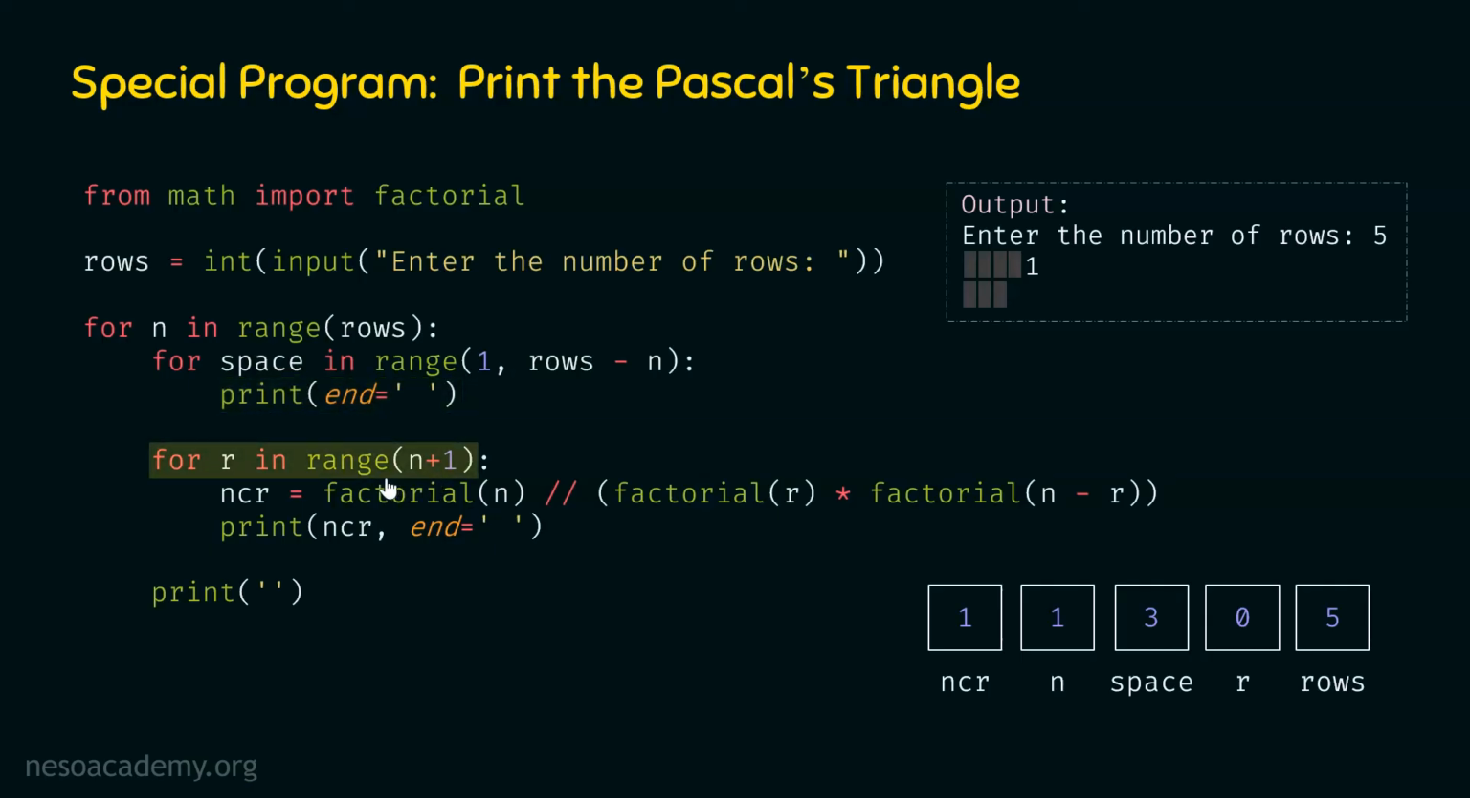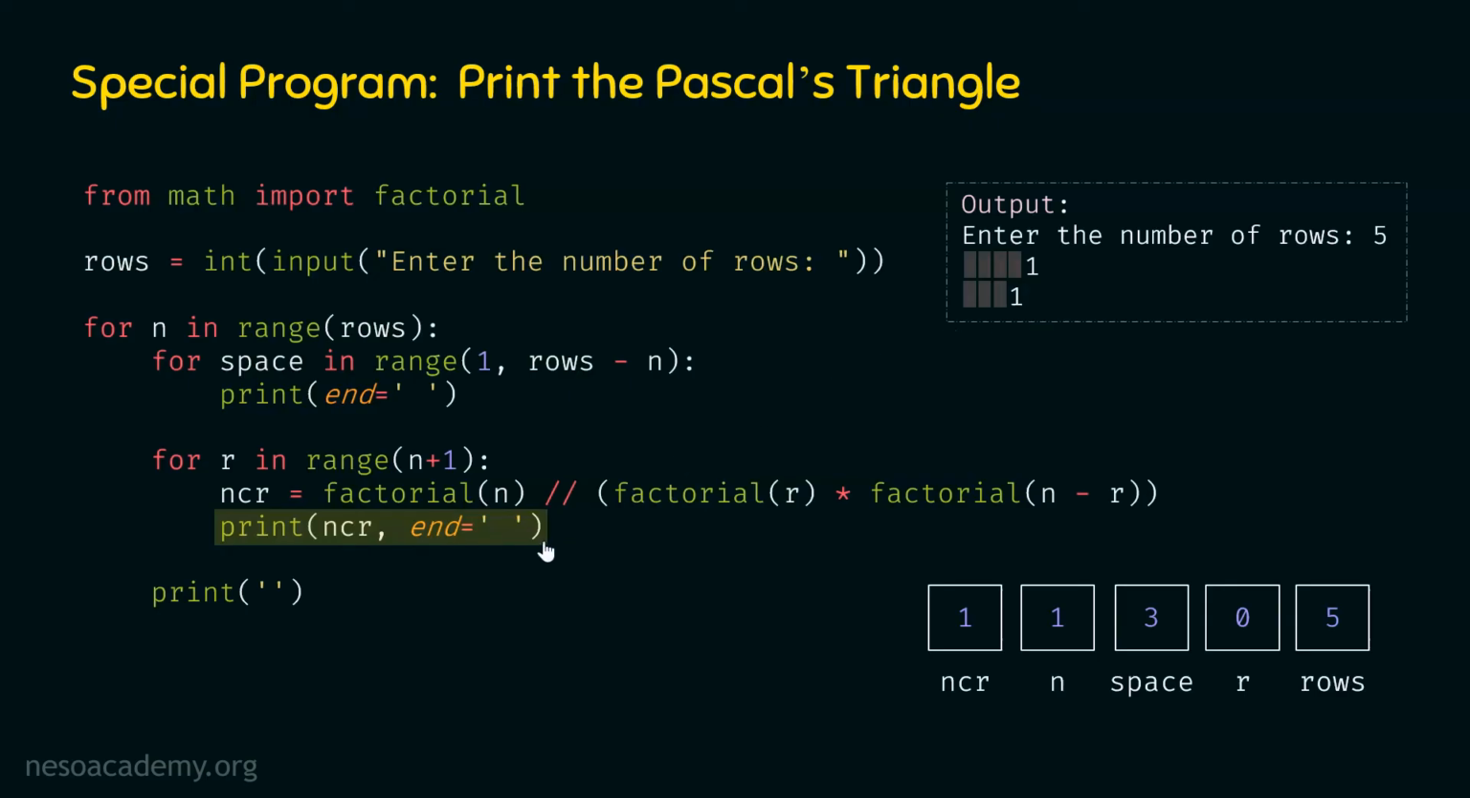And here this range function will return 2 values, 0 and 1. First, r will receive value 0. This means that r is now pointing to this object with value 0. Now we need to execute this statement. This means that we now need to calculate NCR. This time n is 1 and r is 0. After calculation, we will get 1 here. This means that NCR must point to this object with value 1. Now we need to execute this statement. We will get 1 along with the white space on the screen.